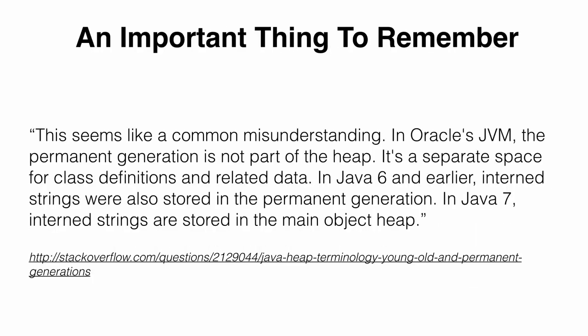Important thing to remember, this is a great quote I found on Stack Overflow. So this seems like a common misunderstanding. In Oracle's JVM, the permanent generation is not part of the heap, as we saw here. It's a separate space for class definitions and related data. In Java 6 and earlier, interned strings were also stored in the permanent generation. In Java 7, interned strings are stored in the main object heap.